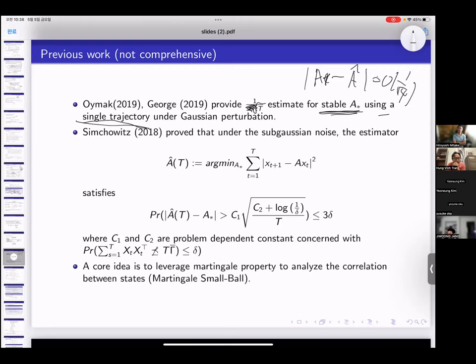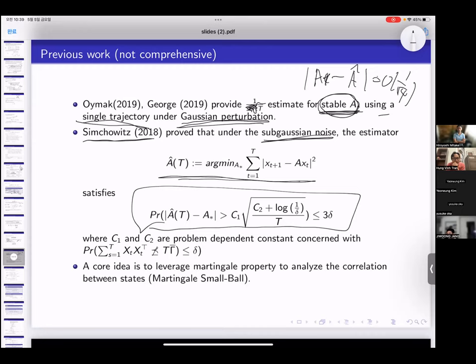In the analysis, the critical assumption is that the noise is Gaussian and the true system parameter is stable. That means that we cannot really apply the theory to unstable A star, which results in an exploding state trajectory. Very recently, almost in parallel, it was proved that under a sub-Gaussian noise assumption, the least square estimation satisfies this probabilistic bound with some constants C1 and C2.